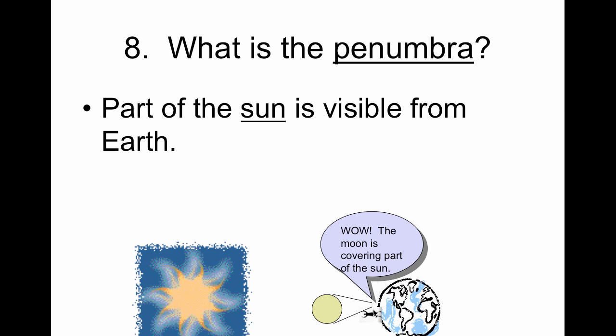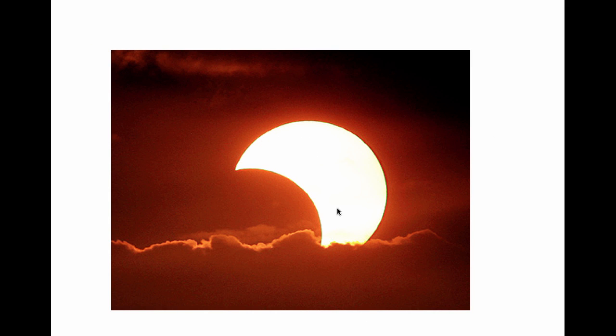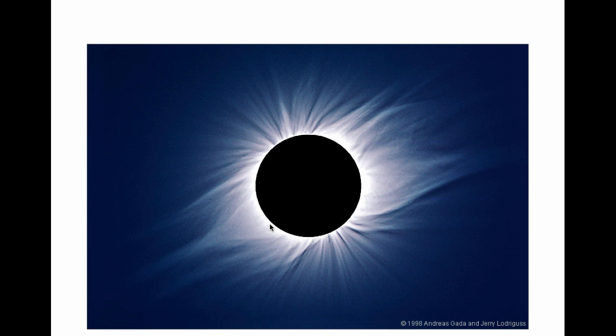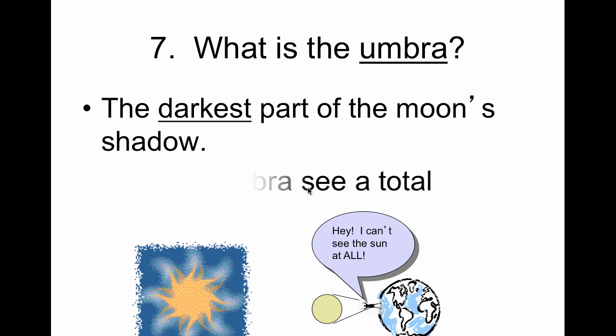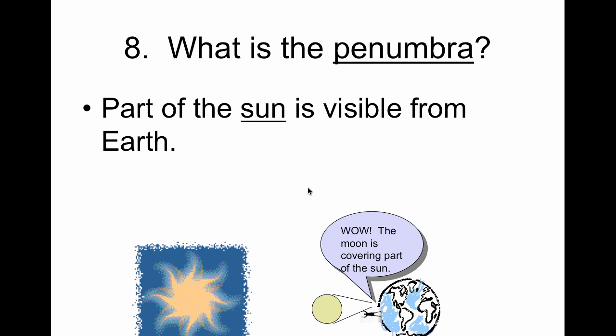So right here would be the umbra, where the moon is casting a full shadow. If you're over here and you can see the bottom part of the sun, or you can see the top part of the sun, you're in the penumbra. So when this picture was taken, somebody was in the penumbra, where they were in a partial shadow. If you're here, that person was in the umbra, because they have the full shadow. Think of an umbrella as full coverage from the rain. Penumbra is when part of the sun is visible from Earth.